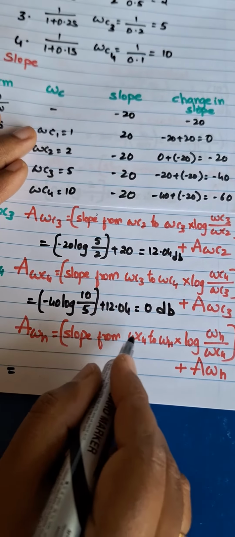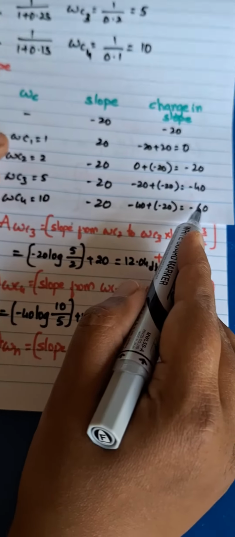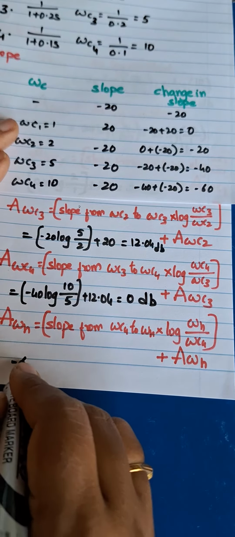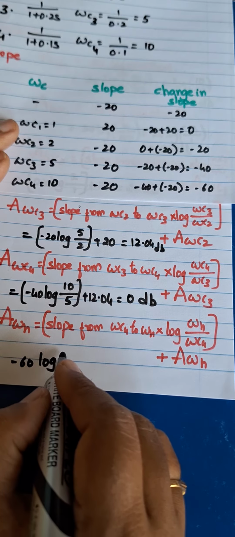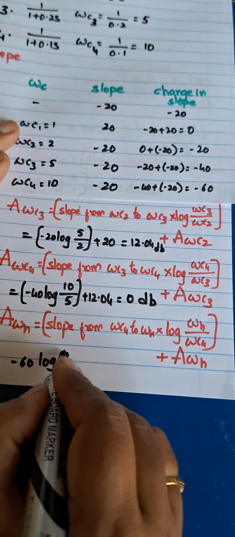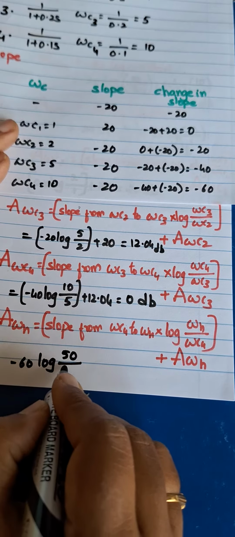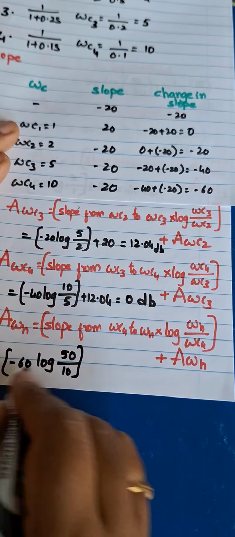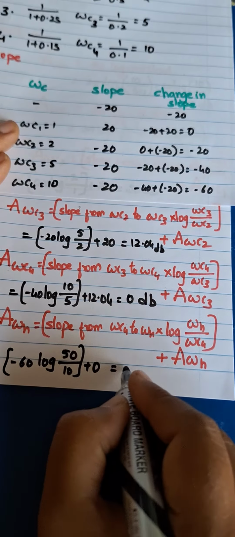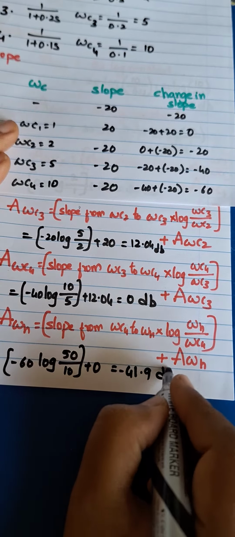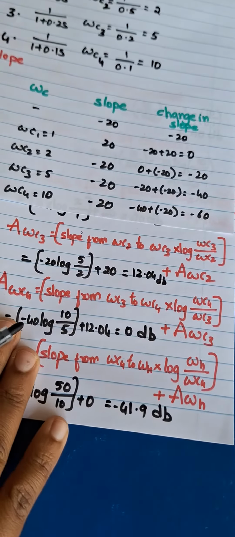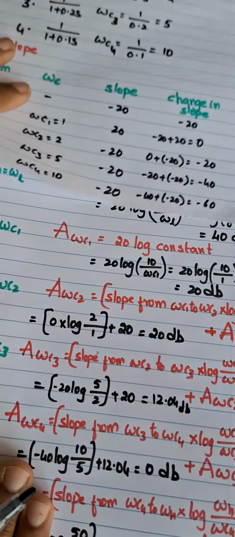Then here, slope from C4. Slope from C4 is minus 60, so minus 60 log of omega H. Omega H is 50, that is what we considered. Omega C4 is 10, plus previous magnitude is 0. If you do this, you are going to get minus 41.9 decibel. So this is how you calculate the magnitude.